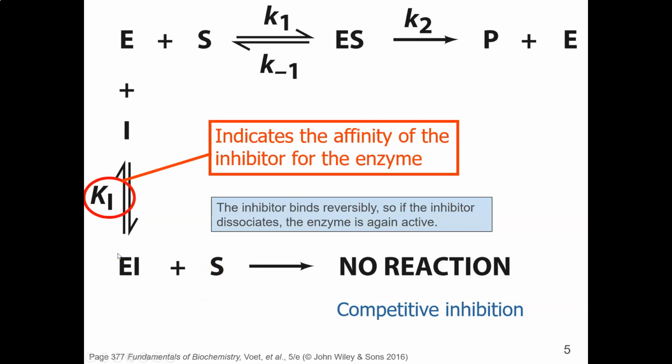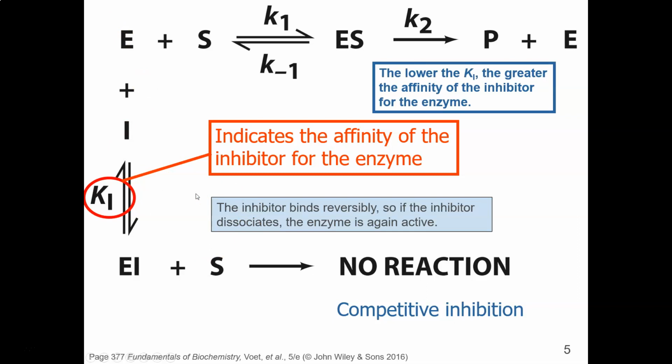We have a constant called Ki. Remember the other day we lumped together K1, K minus 1, and K2 and called that the Michaelis constant. Under certain simpler conditions, we can consider Km to be a measure of the affinity of the enzyme for the substrate. But we also have the definition of Km as the substrate concentration at which you have half maximal velocity. We have this other constant called Ki. Ki describes the affinity of the inhibitor for the enzyme. So the lower the Ki, the greater the affinity of the inhibitor for the enzyme.